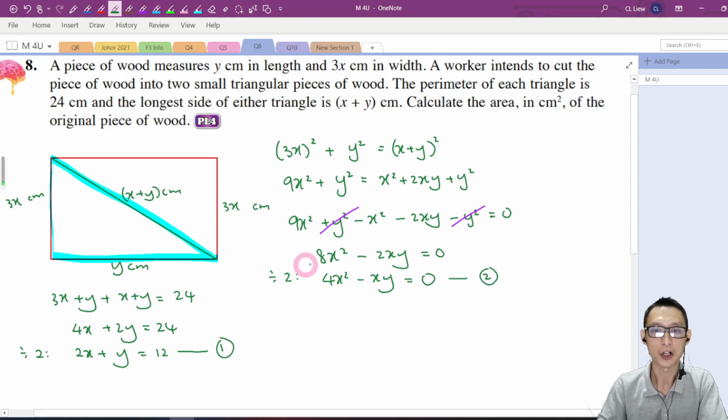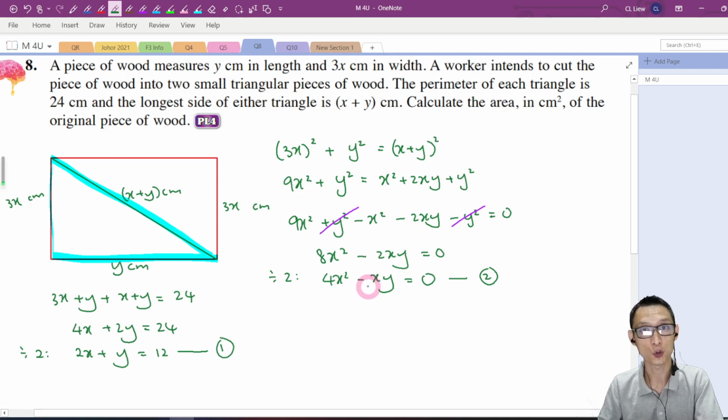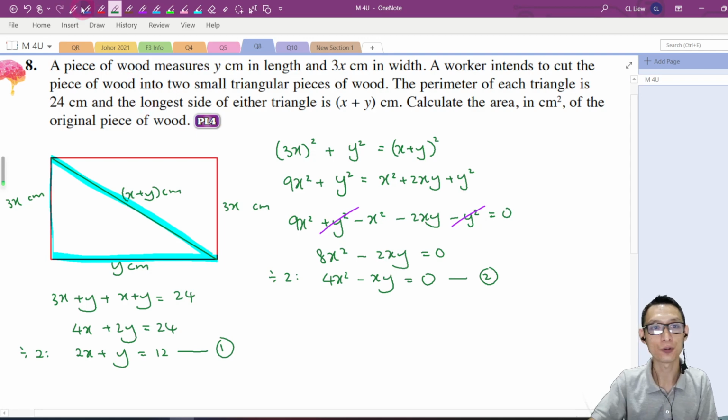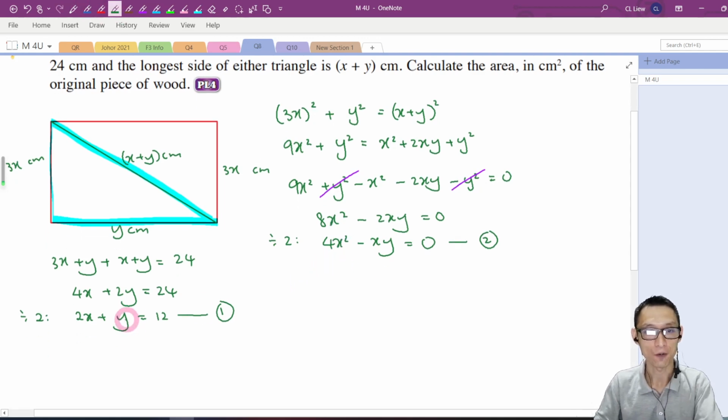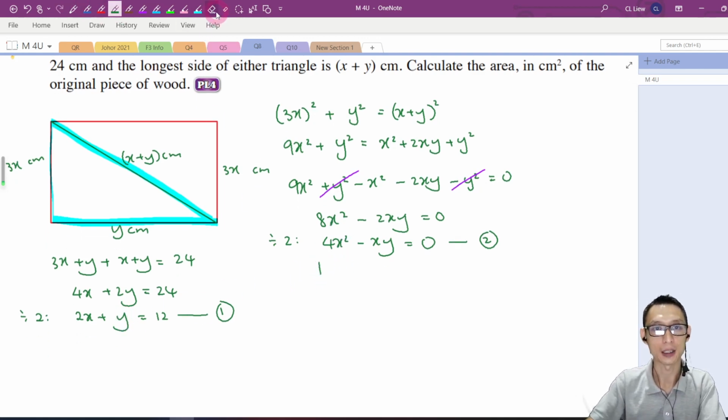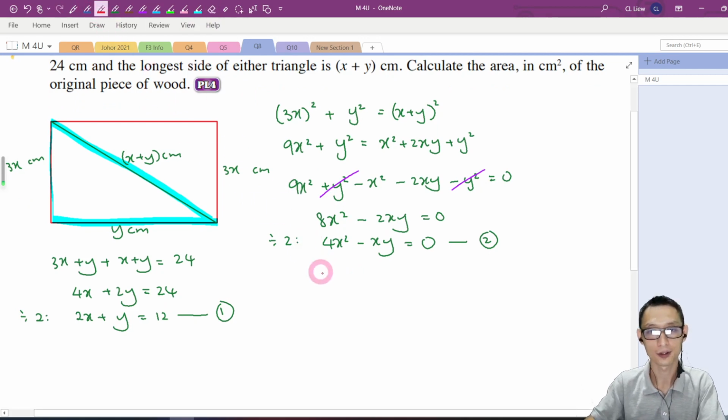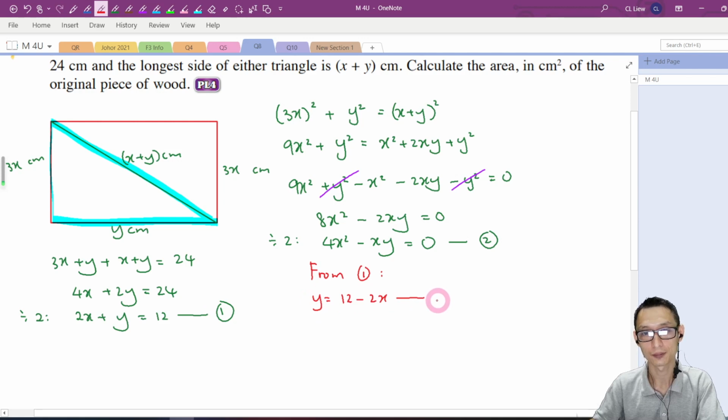Same thing here. Now I notice that this equation consists of two unknowns. My goal is to change the two unknowns to become one unknown. Either change it to all x or all y, it's up to you. Okay, from the first equation, let me use another color. From the first equation, I know that y is actually equal to 12 minus 2x, right? y is equal to 12 minus 2x.